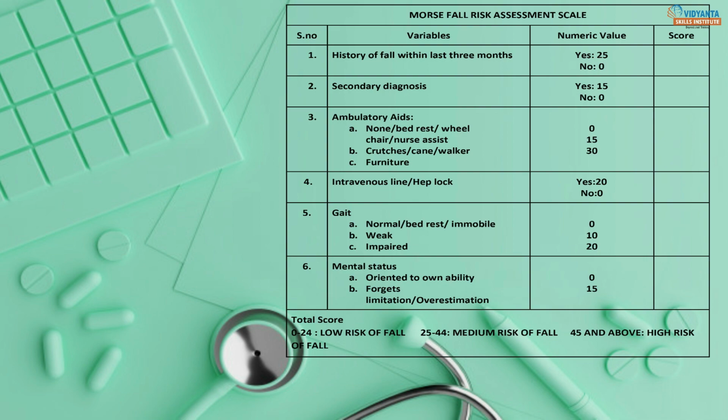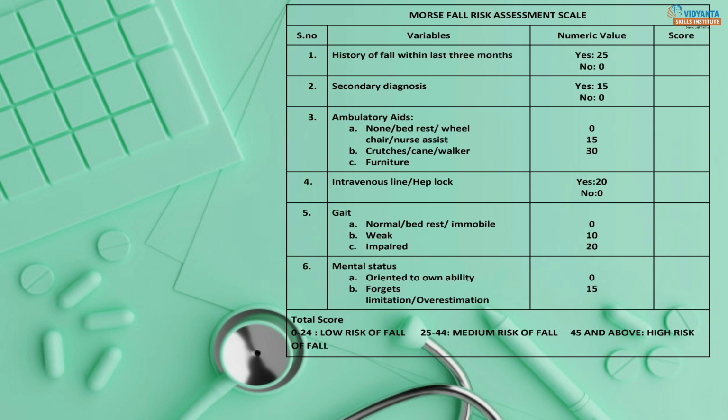Third, ambulatory aid. In ambulatory aid, we have 3 options. First, none, bed rest, wheelchair, nurse assist. Then the score would be 0. Second, crutches, cane, walker. If any of these are used, then the score would be 15. And the third, furniture. If furniture is used, then the score would be 30. Intravenous line or heparin lock. If an intravenous line or heparin lock is used, yes the score would be 20, no the score would be 0.